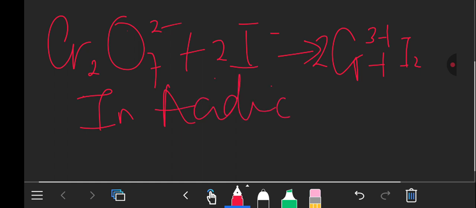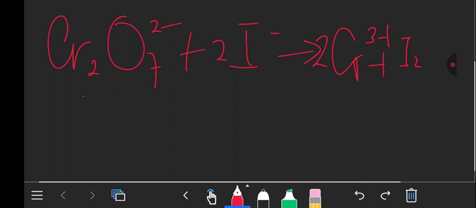So we are balancing in acidic solution. In acidic solution, meaning a solution which has a higher number of hydrogen ions as compared to hydroxide ions. In short, a solution which contains an acid. That is the basic understanding there. So how can you balance this kind of reaction? This is how to go about it.